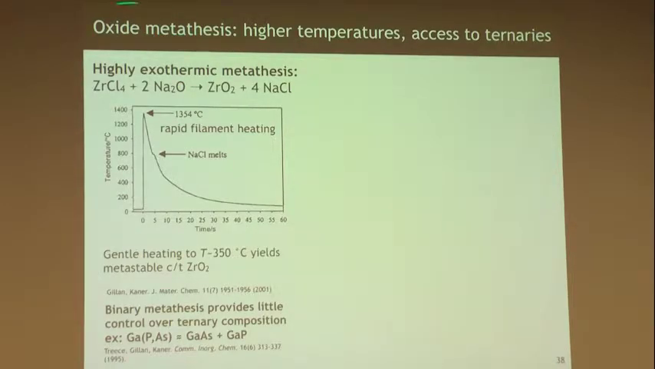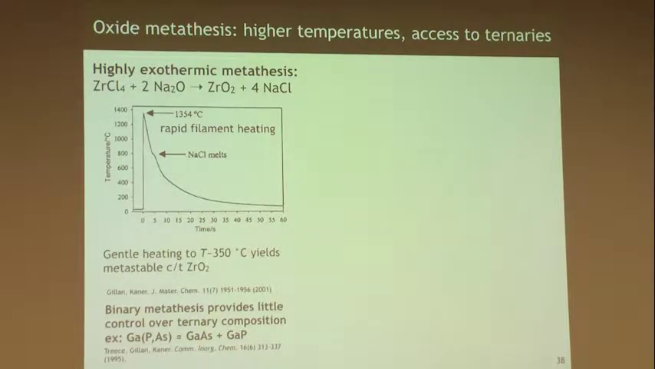And so going into our metathesis literature, we get higher temperatures and get access to ternaries. So if I think about reacting zirconium chloride and sodium oxide to make zirconia, this reaction is also self-heating to 1,300 degrees Celsius. But if you gently heat it rather than rapidly heating it, you can actually stabilize some of the metastable forms of zirconia, which normally don't undergo their phase transition until above 2,000 degrees Celsius. But typically, binary metathesis reactions provide little control over ternary compositions. They like to phase separate.